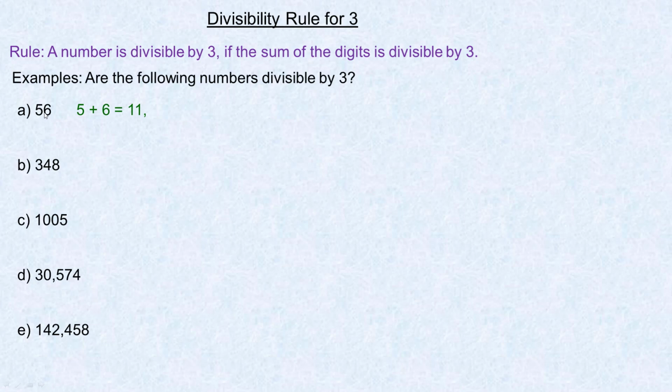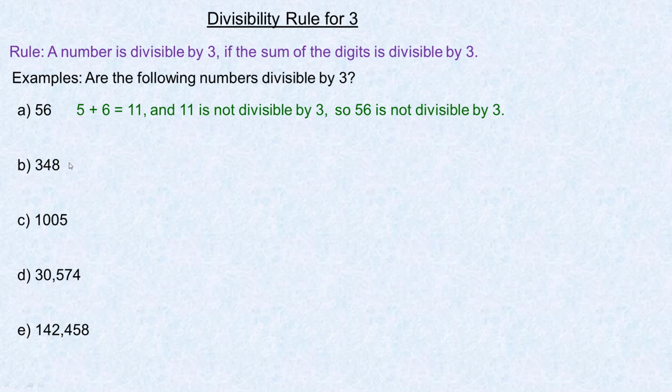So we add the digits. 5 and 6 add to 11. Now after you add the digits up, you ask yourself, is that number divisible by 3? Now 11 is not divisible by 3, and since the sum of the digits isn't, that means that 56 is not divisible by 3.